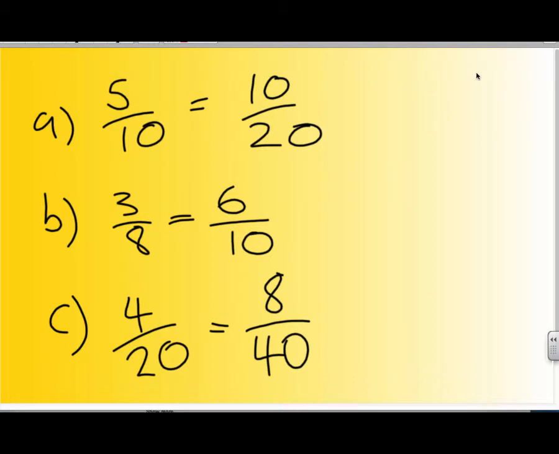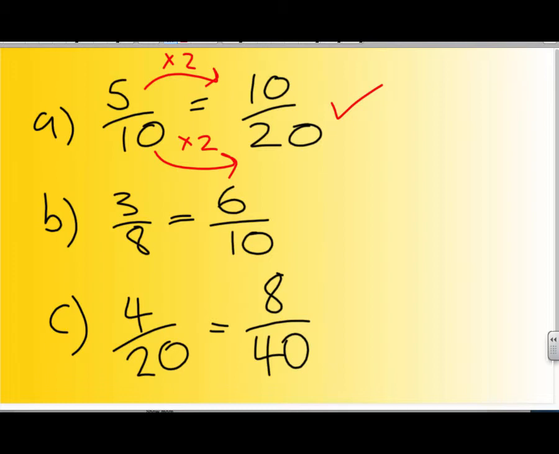Are these equivalent? Let's do them together. Find out if they're equivalent or not. You might have to pause me and have a go. 5/10, does that equal 10 over 20? Well, what do you times by 5 to get 10? Is it the same thing you times by 10 to get 20? That's the question. Work it out. Pause me and have a go. I hope you went 5 times 2 is 10 and 10 times 2 is 20. Yes, that is definitely equivalent.